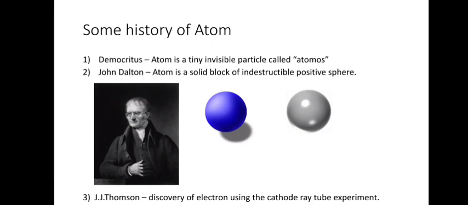He took this model out of a billiard ball, so let's see some examples of it. You can see the blue ball and the gray ball. So John Dalton assumed that atoms have this kind of appearance.